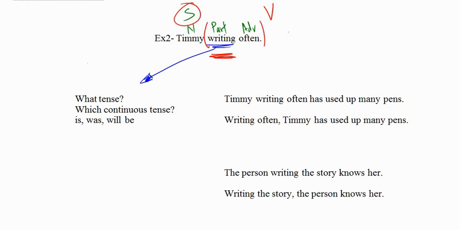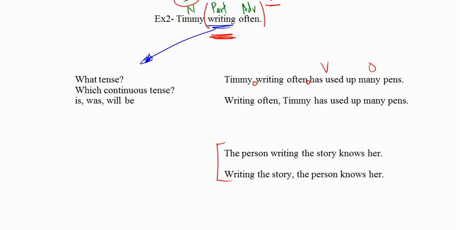Alright, so let's say we tell the tutor that the verb is missing and they end up creating a sentence that now has a verb and, in this case, an object. So this sentence in terms of word forms, Timmy writing often has used up many pens, is perfectly fine. However, when you're using participle phrases, sometimes you need to set commas around them. This has to do with an idea of restriction or subordination. And to get this across, I'm going to do this example down here.